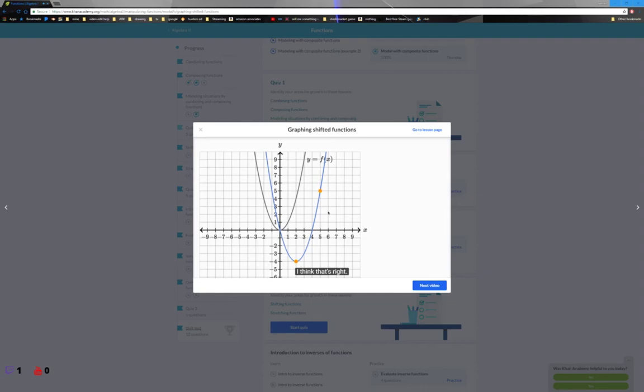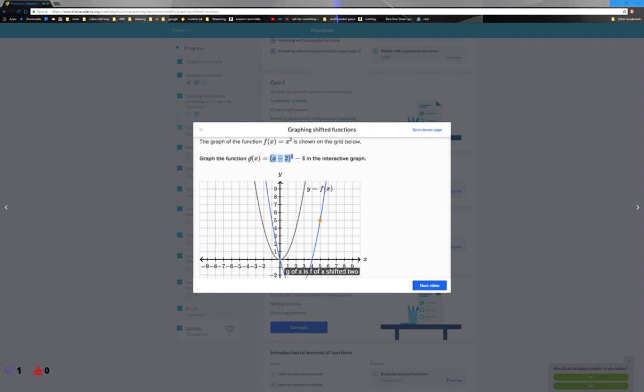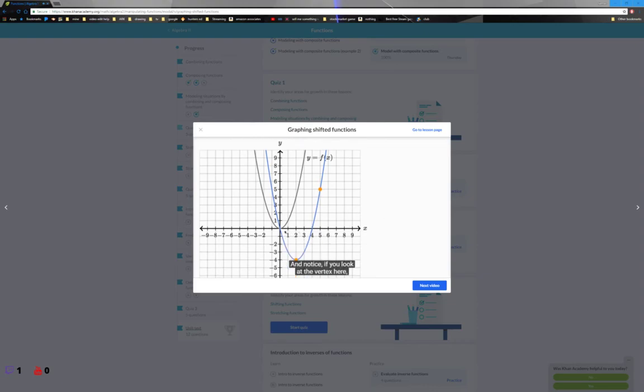I think that's right. Essentially what we have going on is g of x is f of x shifted 2 to the right and 4 down. And notice, if you look at the vertex here, we shifted 2 to the right and 4 down. And I shifted this one also, 2 to the right and 4 down. And there you have it. We have graphed g of x, which is a shifted version of f of x.